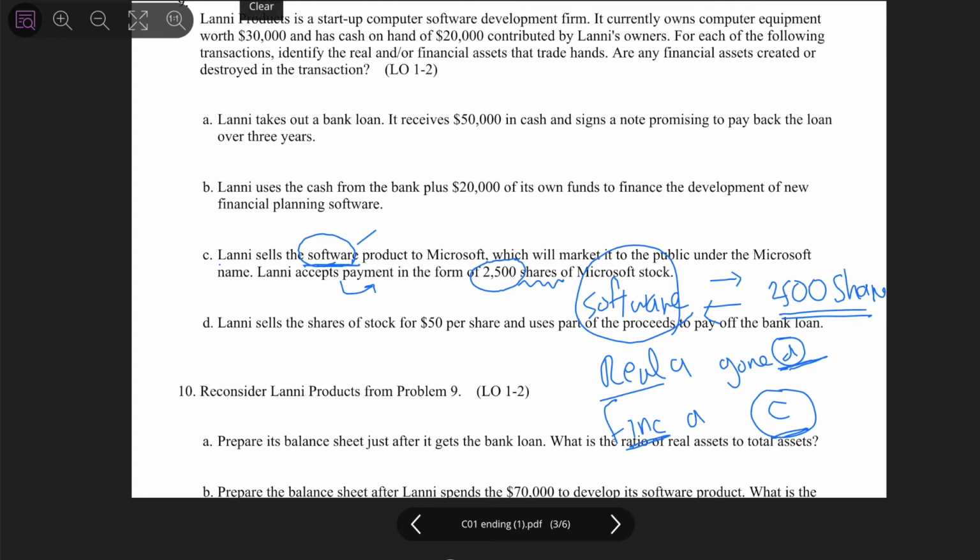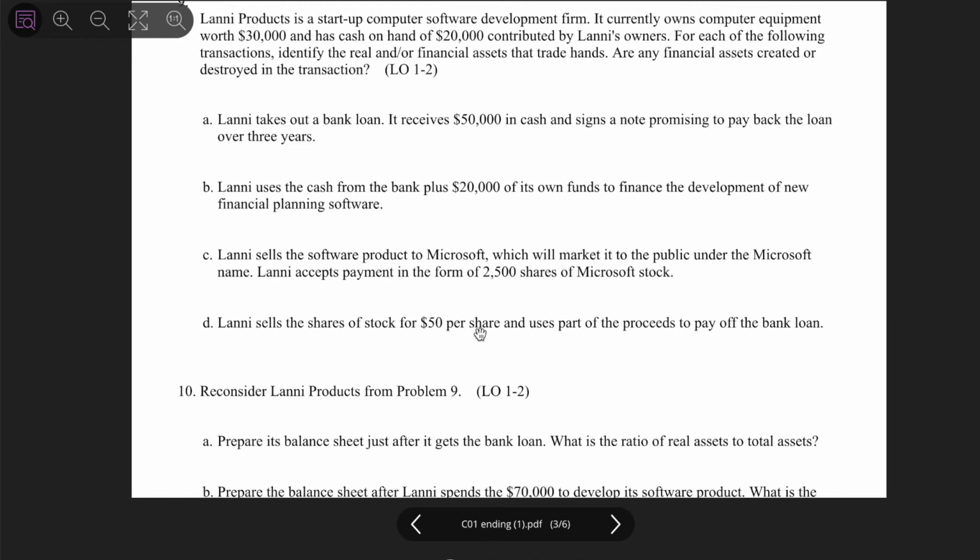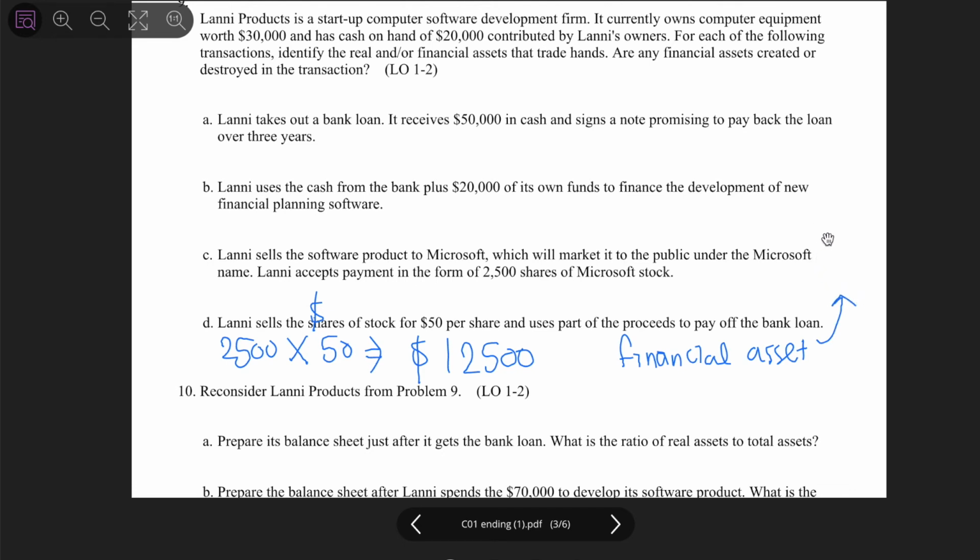And number D, Lenny sells the shares of stock for $50 per share and uses part of the proceeds to pay off the bank loan. So what he did was, now he has 2,500 shares of Microsoft and he sold them for $50 per share. So what was the proceed? $125,000 was made through selling the shares, and he used part of the proceeds to pay off the bank loan. So what happened? The financial asset is not destroyed, right? It is out of our balance sheet, but it's going to someone else, right? To another investor, so we don't call it destroyed.